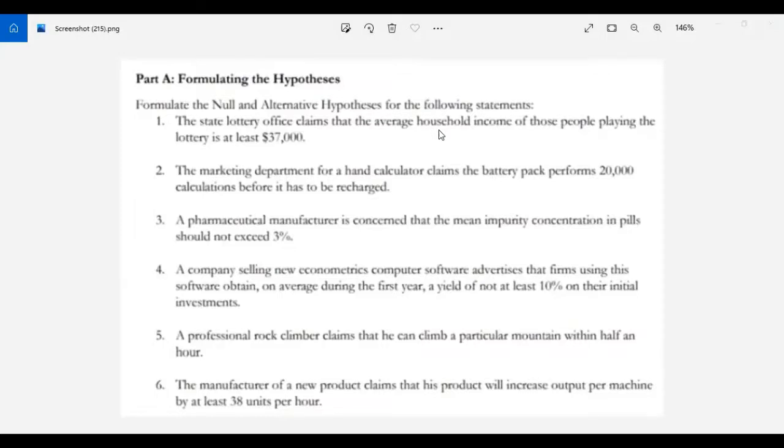So first of all, H0 is such that mu is greater than or equal to 37,000. And your HA will definitely challenge the status quo. So your HA is such that the population mu is, if this one is greater than or equal to, less than. That means the alternate will be mu less than 37,000.